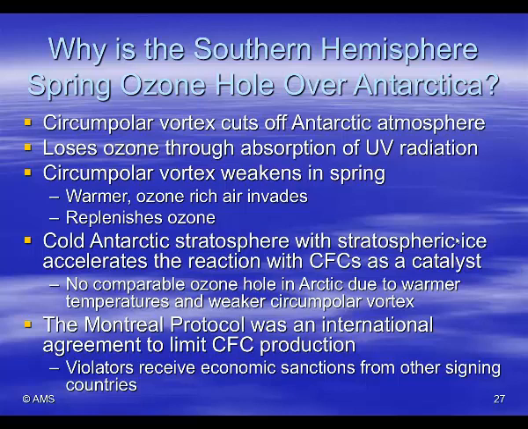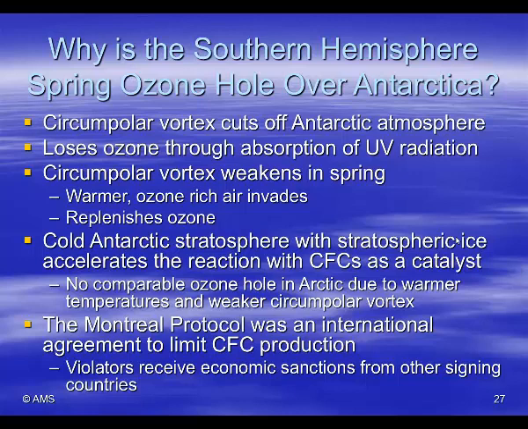The question is, why is the southern hemisphere spraying ozone hole over Antarctica? So what happens is a circumpolar vortex cuts off the Antarctic atmosphere, and it loses ozone through the absorption of UV light or UV radiation. The circumpolar vortex weakens in spring, so warmer ozone-rich air invades, and it replenishes the ozone.